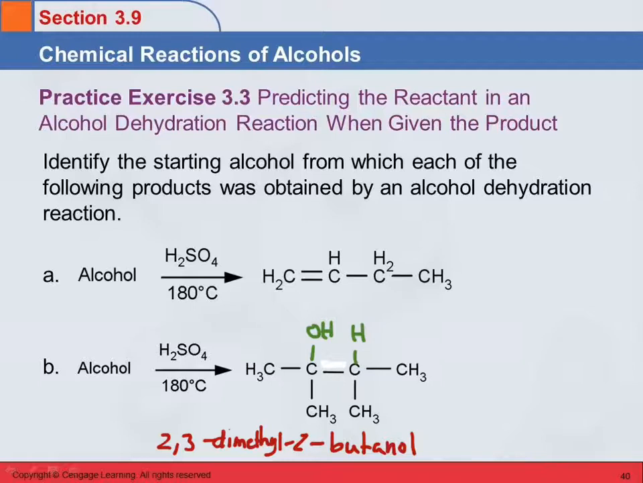Now, if we switch this and put the OH over here, does the name change? No. We're just looking at it flip-flopped, right? We would still have 1, 2, 3, 4 carbons. We would just number it from the other end. It would still be 2-butanol and still have 2,3-dimethyl. That's the same. There's only one possible reactant that could have made that product, and that's this one.